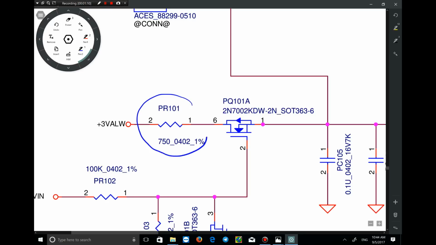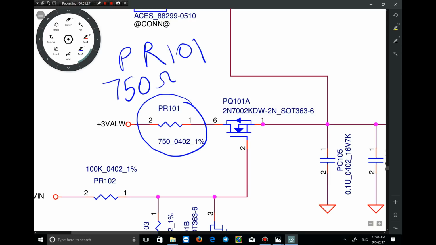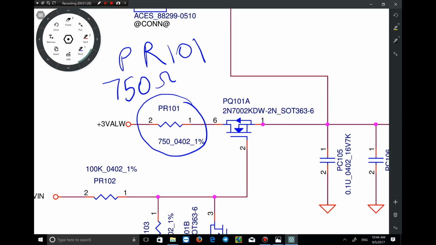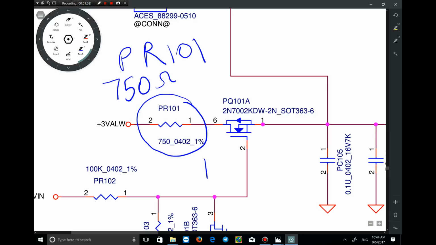There is a resistor here, PR101. It's a power resistor with these specifications. 750 ohm is its resistance, 0402 is its size, and 1% is its error percentage.